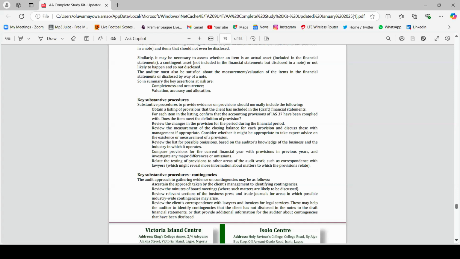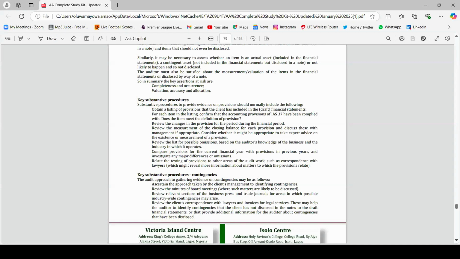So for provision, the auditor is testing that there is accuracy, there is correct valuation of the provision. Now, the auditor will also review the measurement of the closing balance for each of the provisions. If there are changes in the provision, it means that at the end of a period, at the end of the month, the closing balance of the provision should justify the current state.